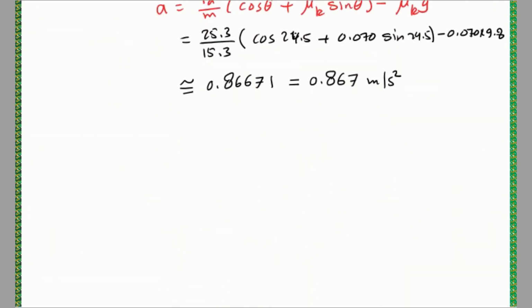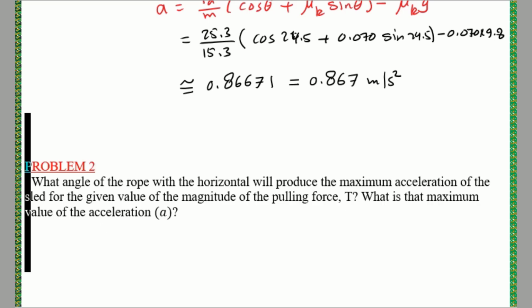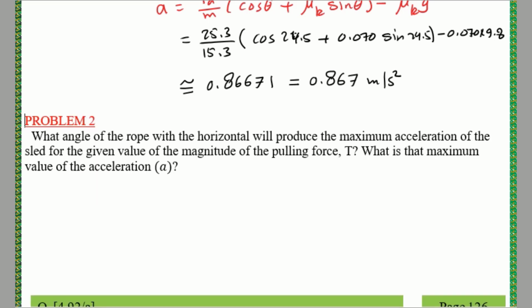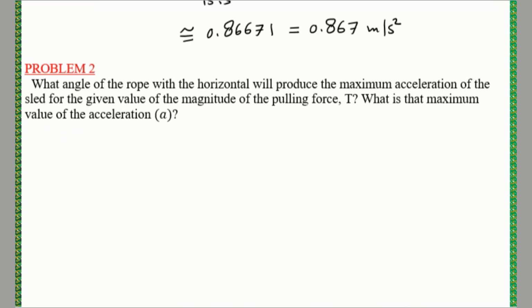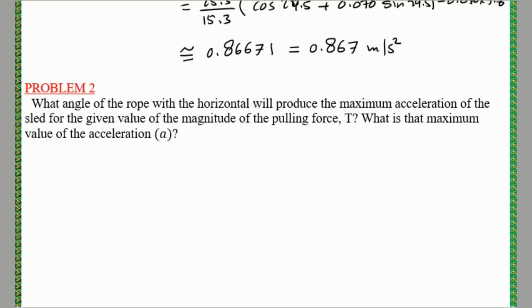Let's go to that part. Now problem number 2 says, what angle of the rod with the horizontal will produce a maximum acceleration? We need A to be maximum. So to maximize the acceleration, we need to find an equation for the acceleration with respect to theta, because the question asks about theta. What is the angle? So we need to find A as a function of theta.